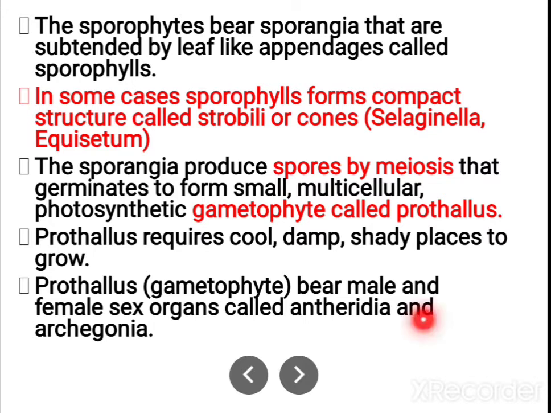Here the sporangia produce spores by meiosis, and the spores germinate to form a small multicellular photosynthetic gametophyte that you call the prothallus. The prothallus is the gametophyte, and it is a heart-shaped structure. The prothallus requires cool, damp and shady places to grow. The prothallus bears both male and female sex organs. Male sex organs are called antheridia, and female are called archegonia.